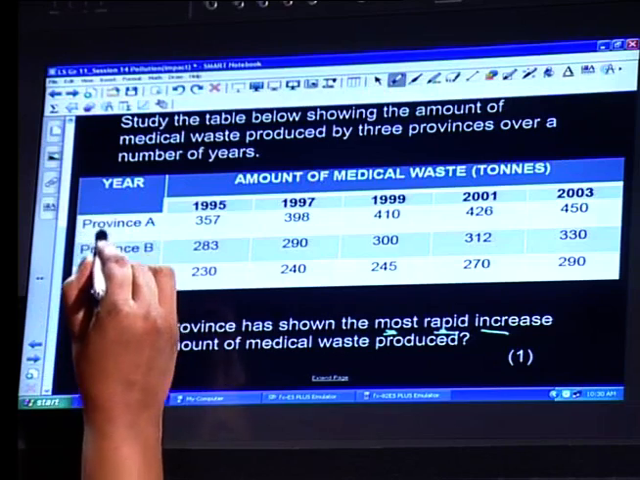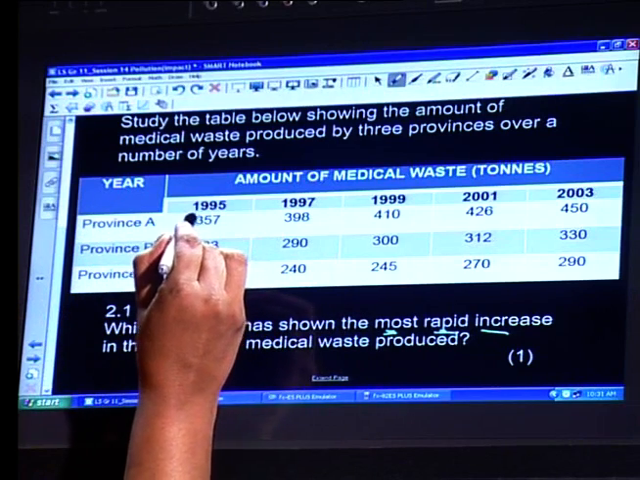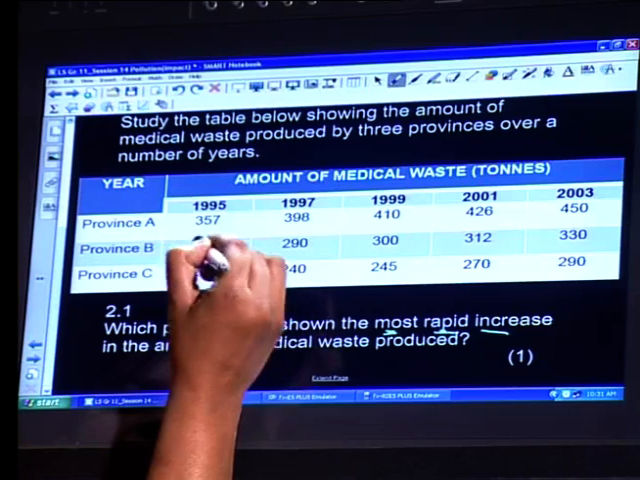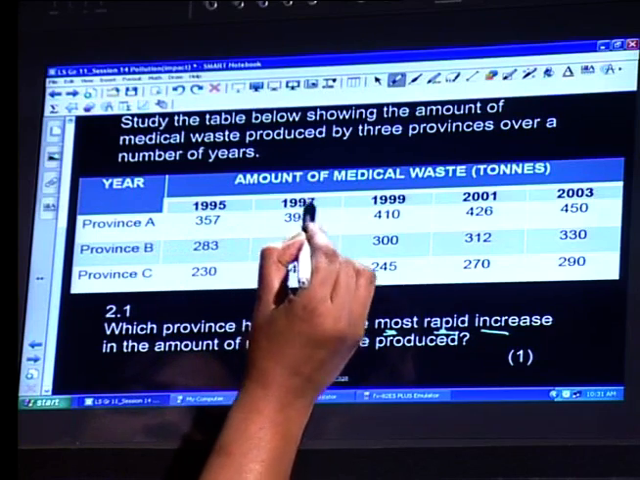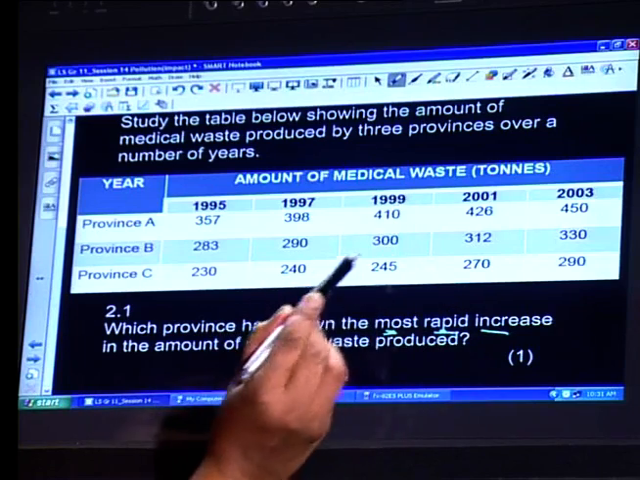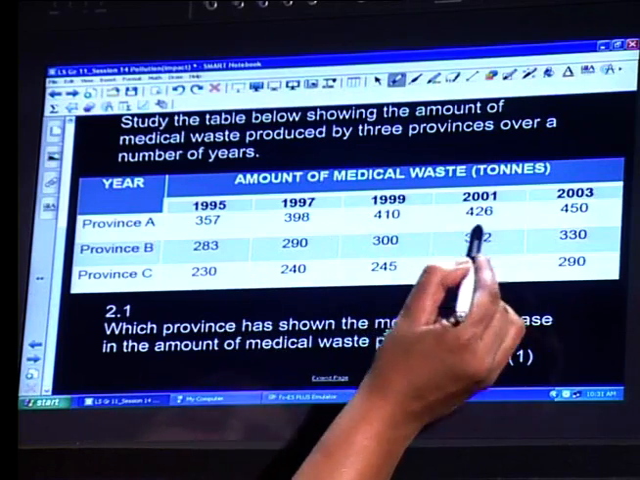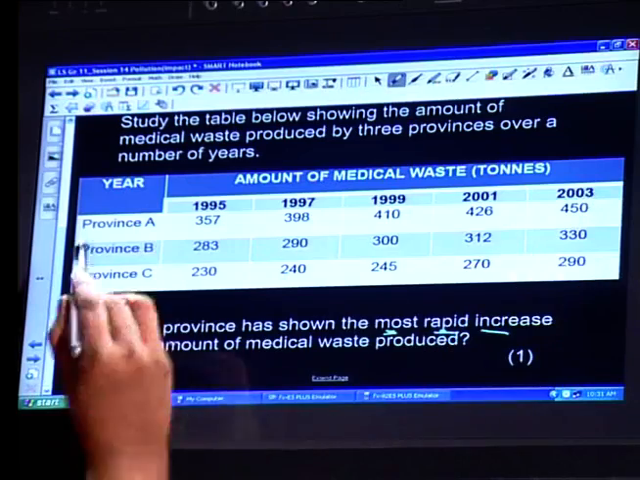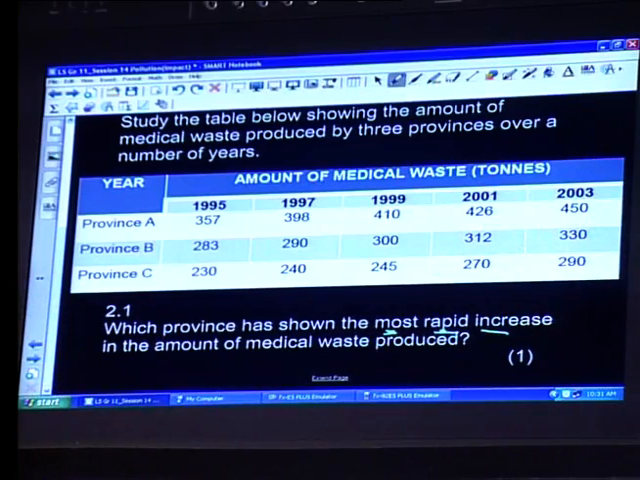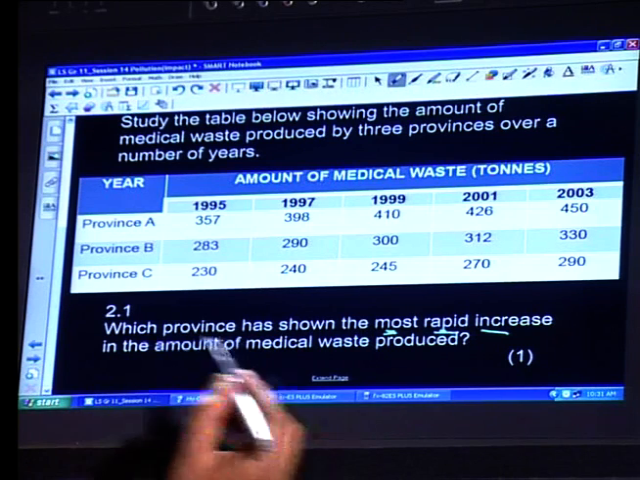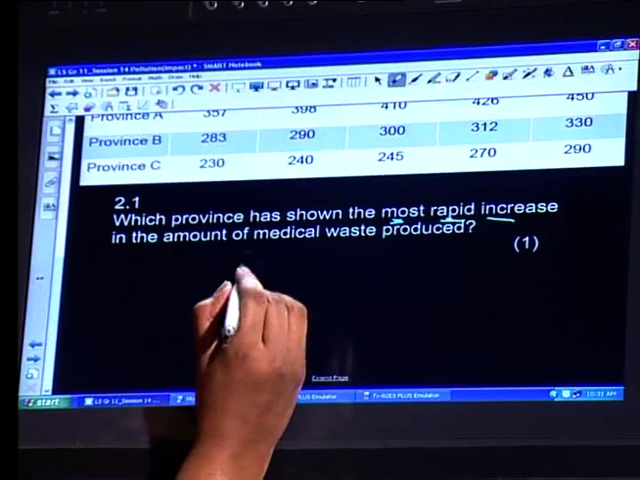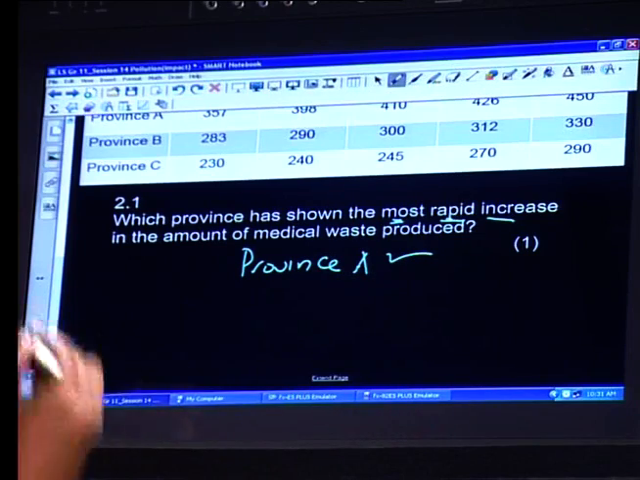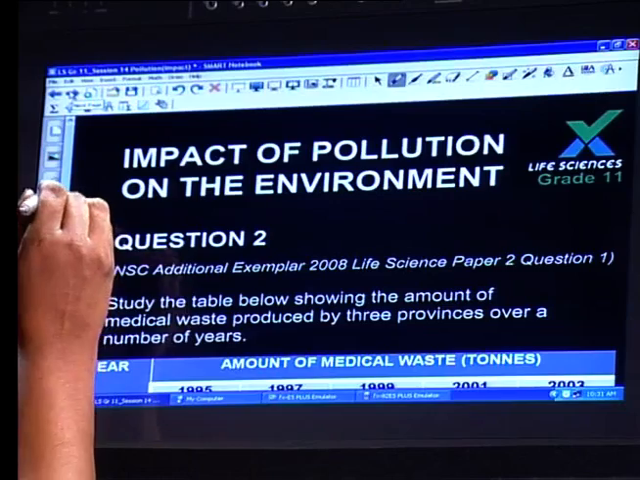So it shows you, if you analyze all of them, you'll find, if you take 1995, for example, province A had the highest. In 1997, province A had the highest. 1999, province A had the highest. 2001, province A, and then in 2003, province A. And if you look at it this way, you can also see that province A has the highest. So for just 1 mark, it will be province A, and that gives you 1 mark. Right, the next question.